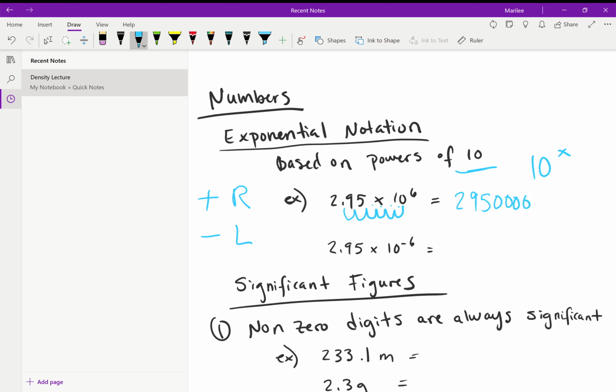And then if we have negative 6, we move the decimal point to the left 6 times. 1, 2, 3, 4, 5, 6. Now we have 1, 2, 3, 4, 5 zeros. So we have 0.00000295, that is, 0. then 5 zeros, then 295. And you can go vice versa.